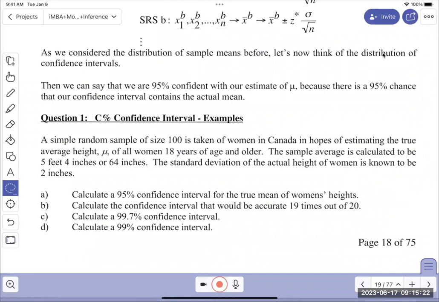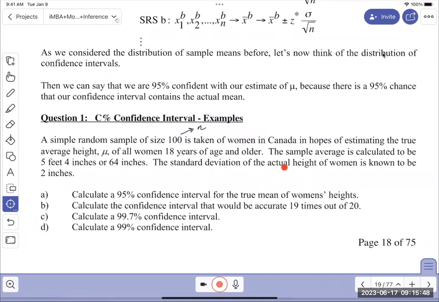All right, so I'm going to start here. 18. A simple random sample of size 100, that's my N, is taken of women in Canada in hopes of estimating the true average height, mu, of all women 18 years of age and older. The sample average is calculated to be 64 inches. I'm going to focus on 64 inches.